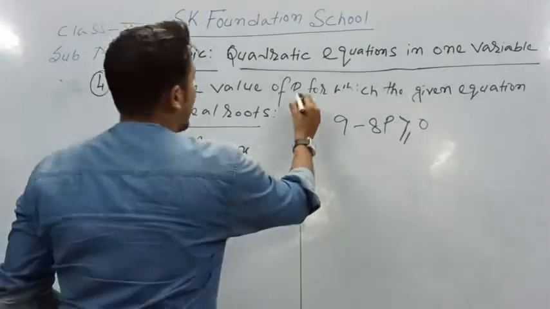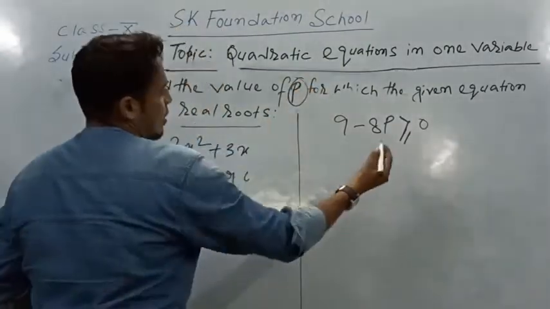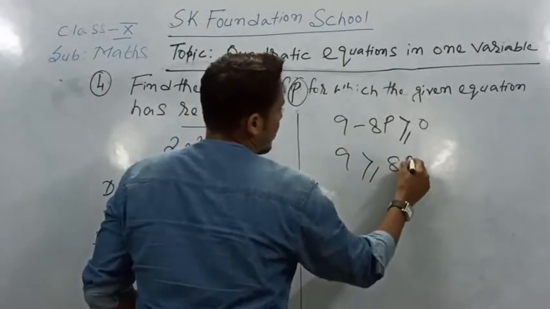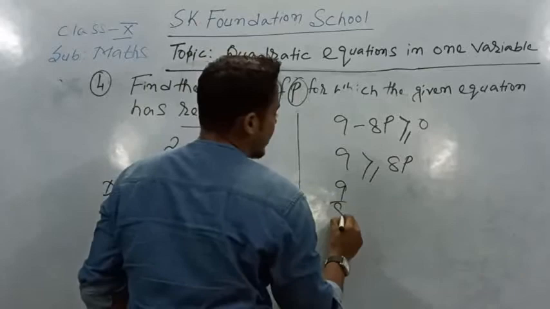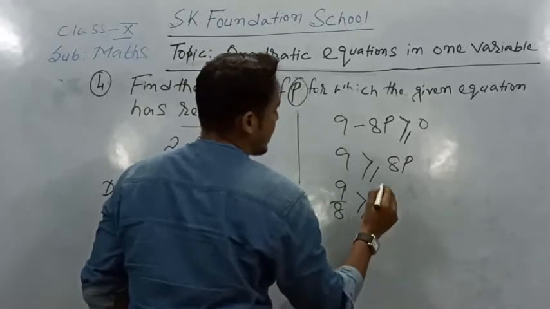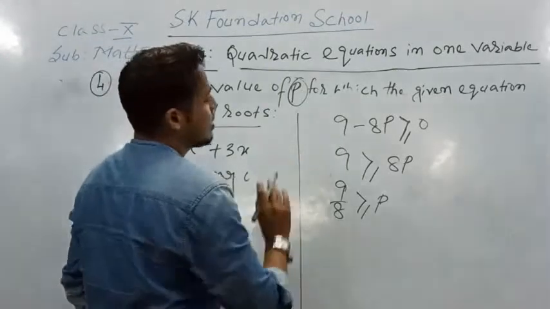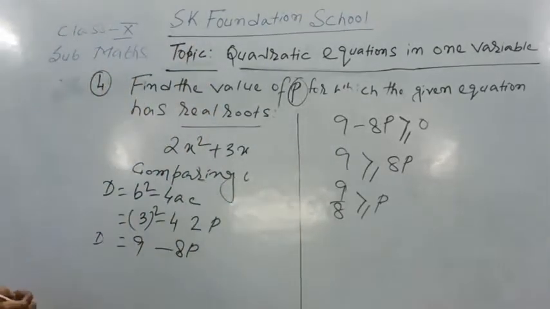So we are going to find the value of p. 9 greater than or equal to 8p, so p is less than or equal to 9 by 8. Okay, this is our answer. In this way we are going to find this kind of sums. Understood?